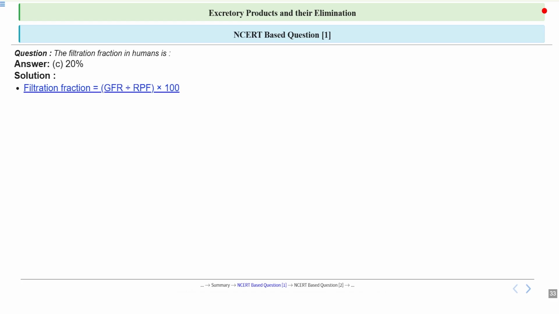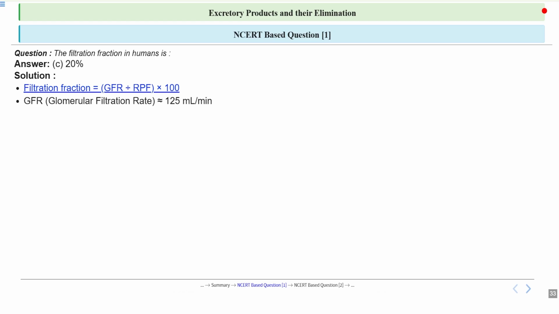Let's focus on the formula for filtration fraction. Filtration fraction equals GFR divided by RPF, then multiplied by 100. This formula tells us about filtration fraction, so you can calculate the percentage of plasma filtered by the kidneys. It is very important to understand that this formula is the foundation for the next step.